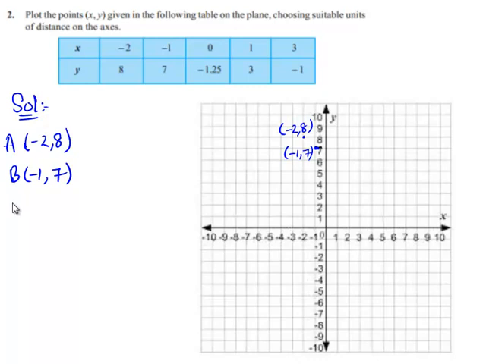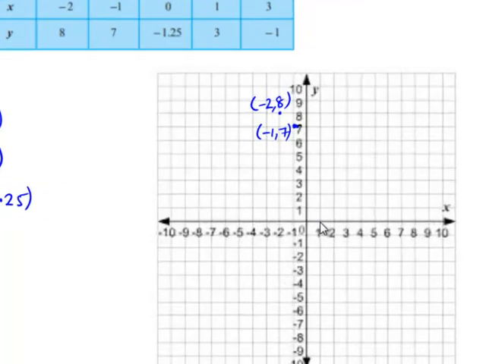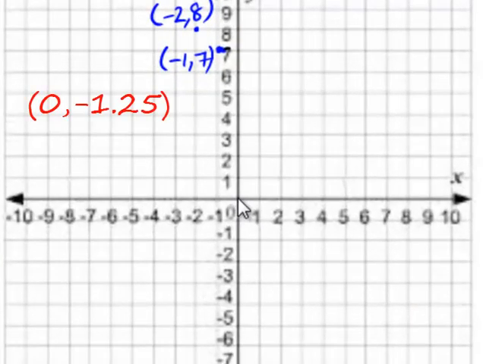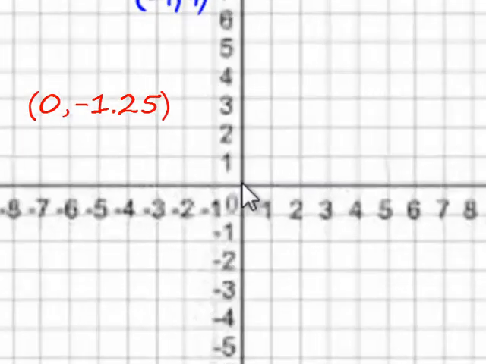Let us take the third point C, 0, -1.25. Starting from the origin, since the x coordinate is 0, the distance of the point from the y-axis is 0, so the point remains on the y-axis. And further from here, since the y coordinate is given as -1.25, we move 1.25 units from the x-axis along the negative direction of the y-axis. So the point 0, -1.25 will be here.